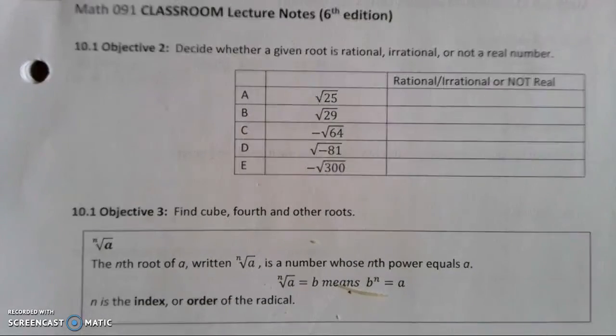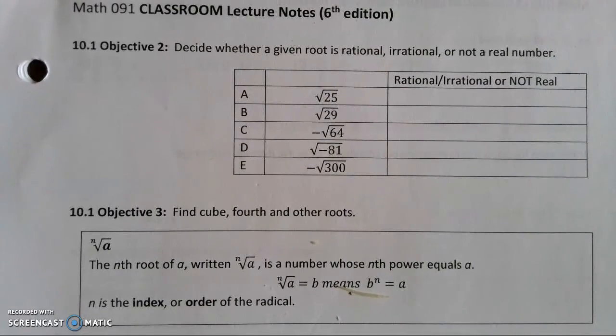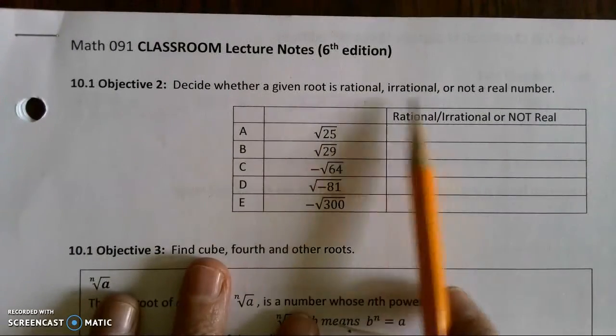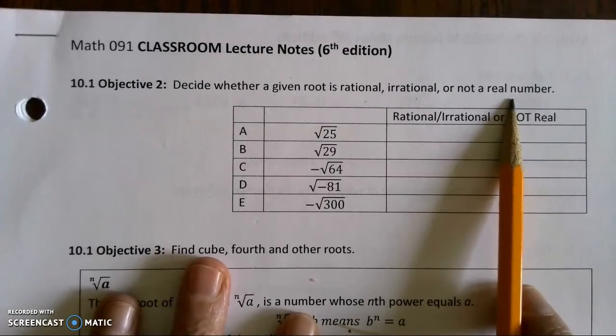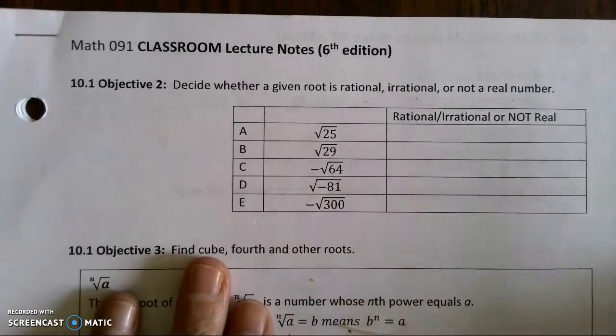Hello, I'm still in section 10.2, objective 2. I'm going to first of all review rational, irrational, and non-real numbers before you do this example right here. Okay, so rational and irrational numbers.